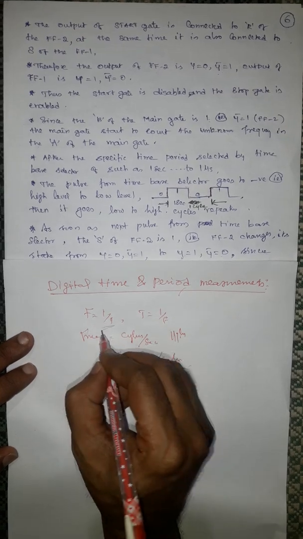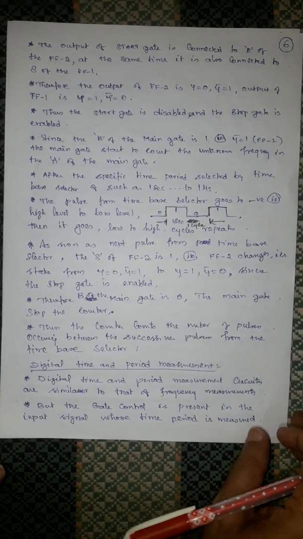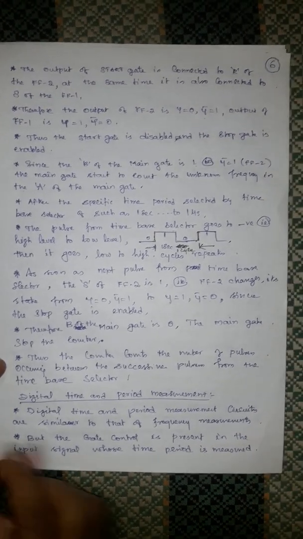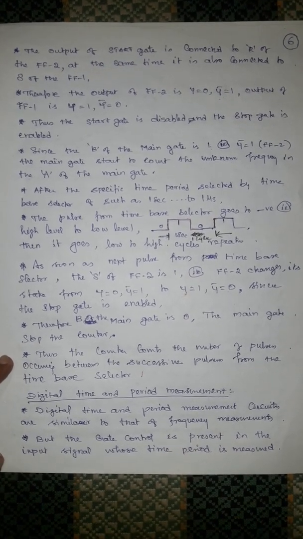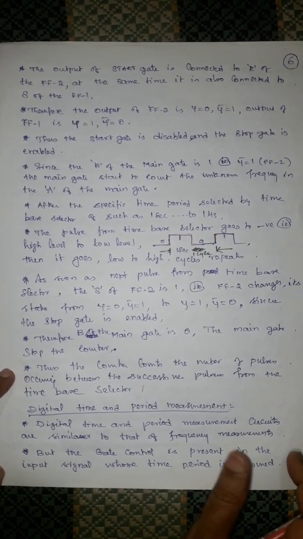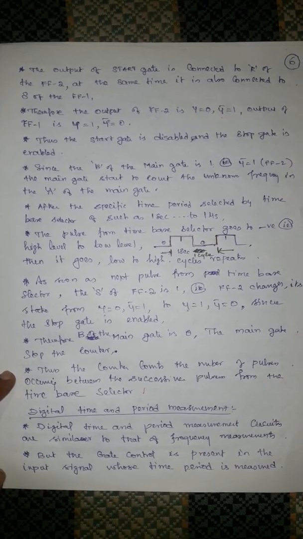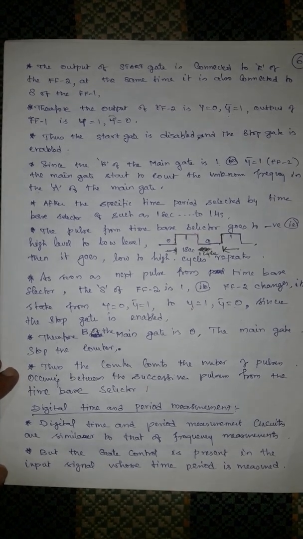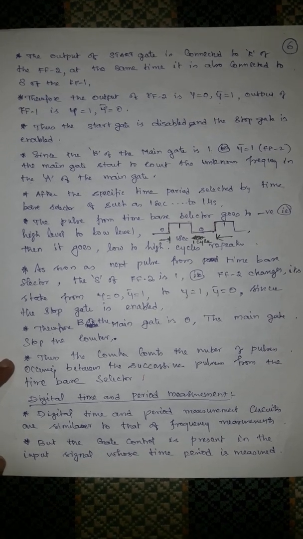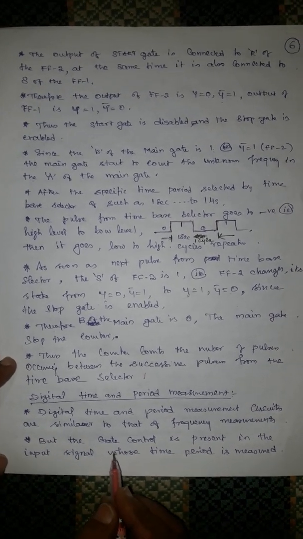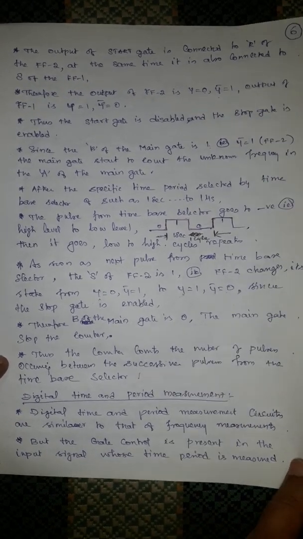We know that F equal to 1 by T, T equal to 1 by F. The digital time and period measurement circuits are similar to that of a frequency measurement. So this circuit diagram is also similar to that of a digital frequency counter, but there is a small difference there. The presence of gate control is very important. Gate control FF, I mean flip-flop gate control, is present in the input signal whose time period is measured.